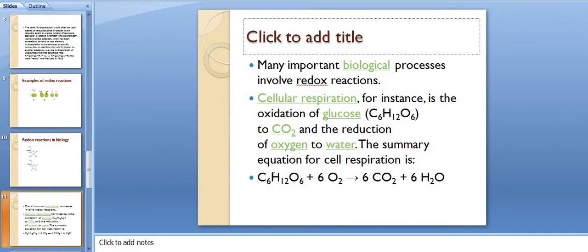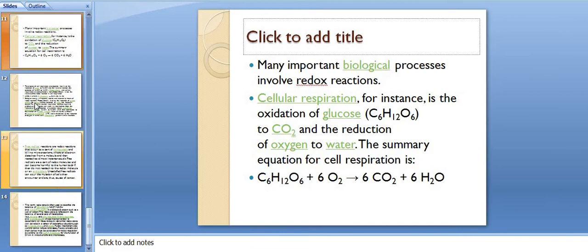The glucose molecule is oxidized and converted into carbon dioxide, and in the reduction process, oxygen is converted into water molecules. This is the overall equation: C6H12O6 plus 6O2 gives rise to 6CO2 plus 6H2O.